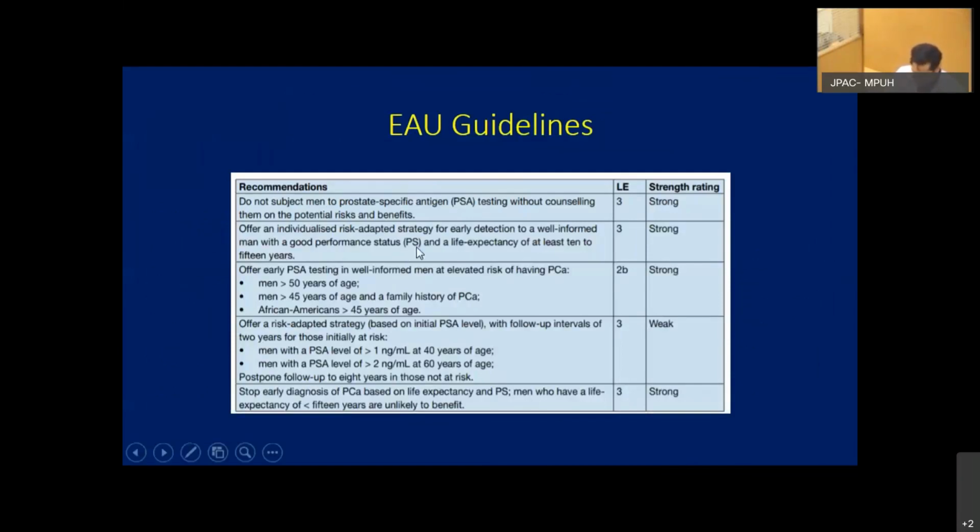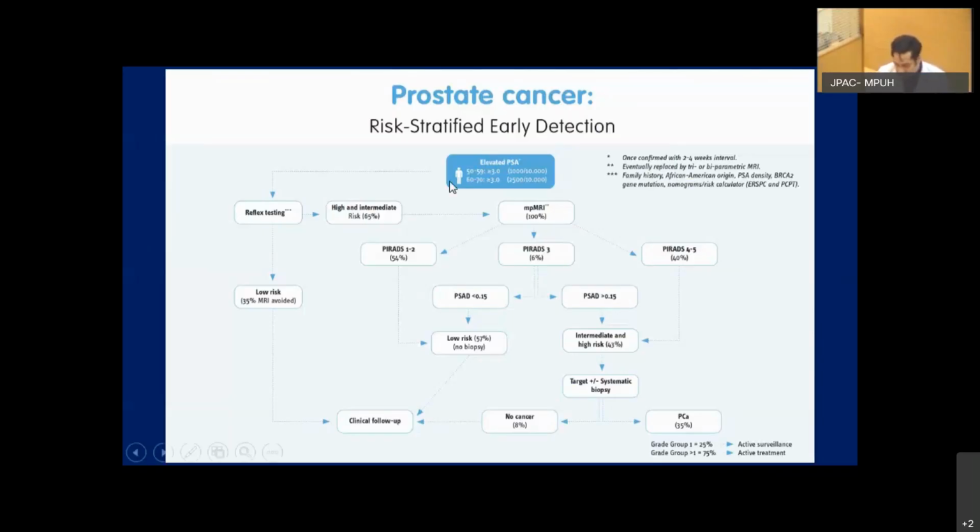Offer an individual risk-adapted strategy for early detection to well-informed men, and offer early PSA. Now the term they have changed from screening to early PSA testing. So offer early PSA testing in well-informed men at elevated risk of having prostate cancer. So who? Men more than 50 years, men more than 45 years having a family history of prostate cancer, of African American ancestry, and patients who have BRCA2 mutations, known mutations. So the European guidelines now say risk stratification should be done during early detection, that is in ages 50 to 70.